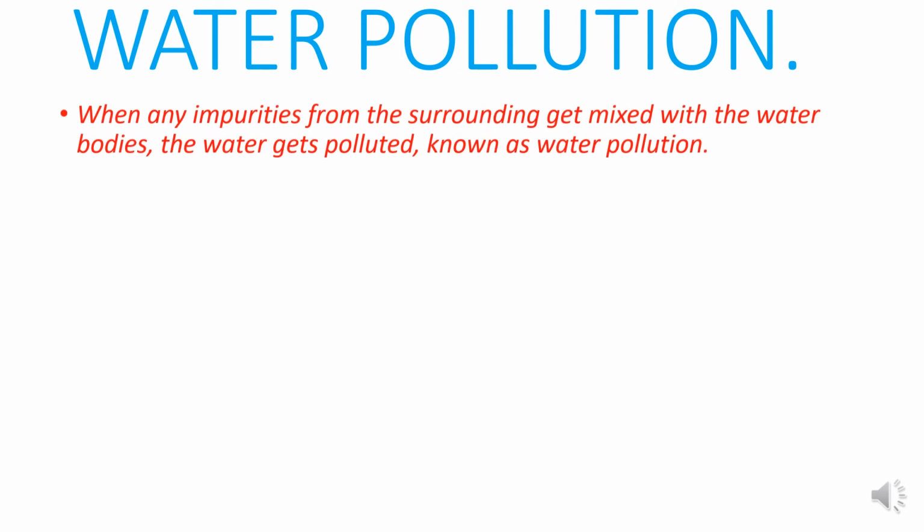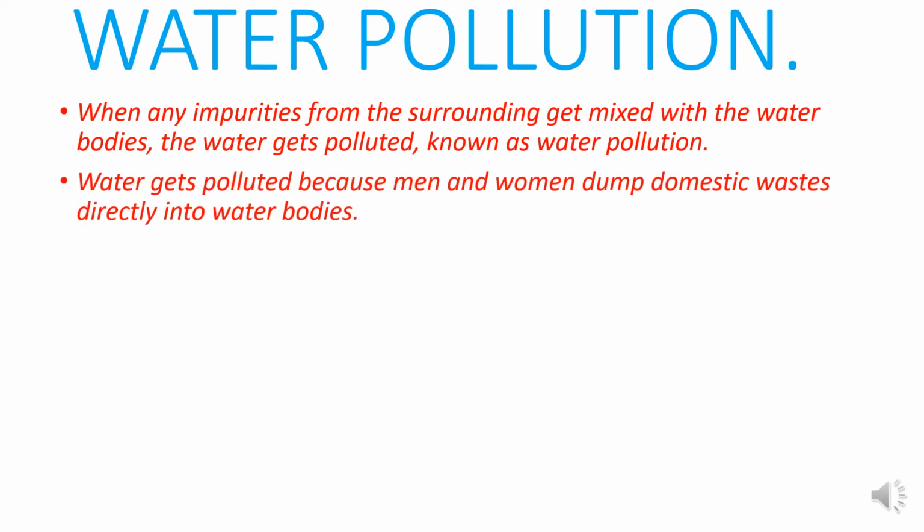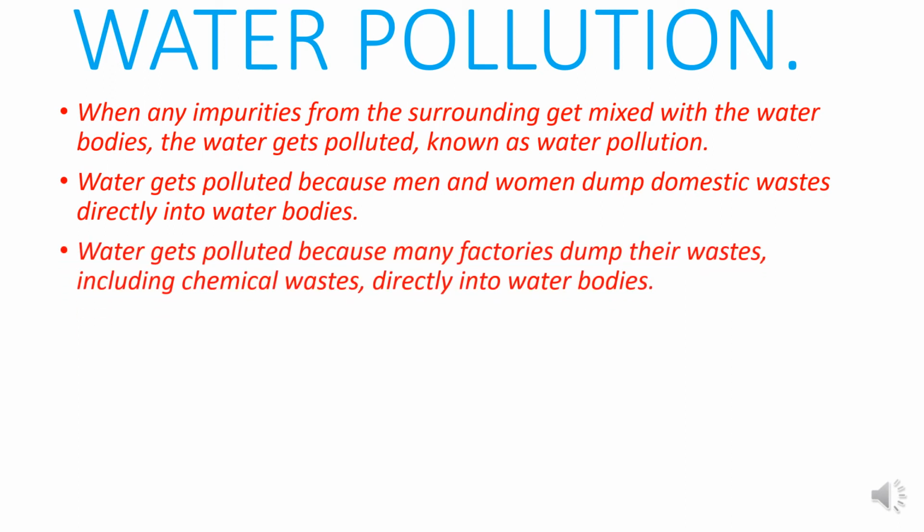So last and final, water pollution. When any impurities from the surroundings get mixed with the water bodies, the water gets polluted, known as water pollution. Water gets polluted because men and women dump domestic waste directly into water bodies. Water gets polluted because many factories dump their waste, including chemical waste, directly into water bodies.